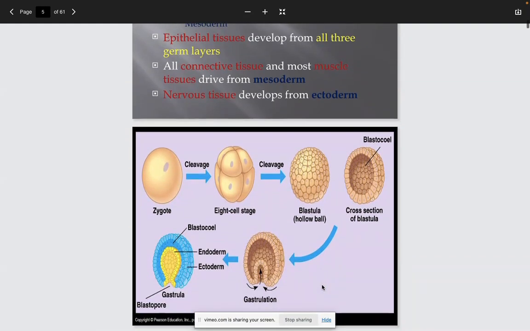As you continue to undergo more cleavage and development, there's a process called gastrulation in which an invagination forms here. And within this gastrulation, you can see the different layers forming. You've got the ectoderm, which is on the outside, and the endoderm, which is on the inside. And eventually you have the formation of this mesodermal layer.